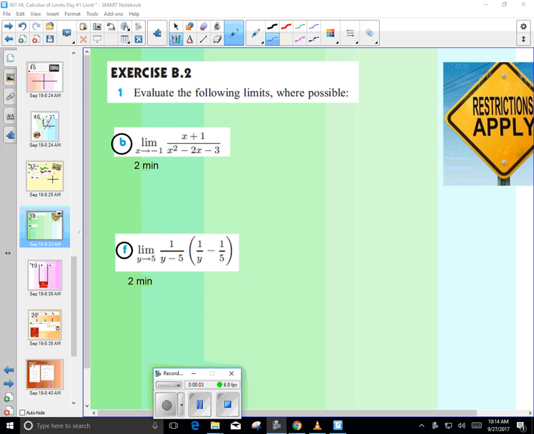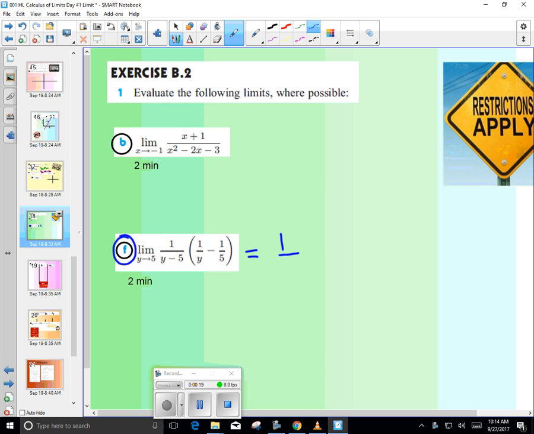Over just a few of these problems so that you've got a start on these, but you're going to do these on your own for homework tonight. Let's take a look at F here. When you take a limit of a function like this, always start by plugging in.